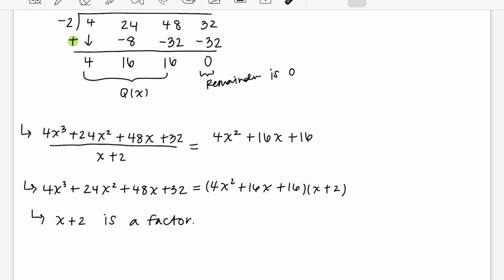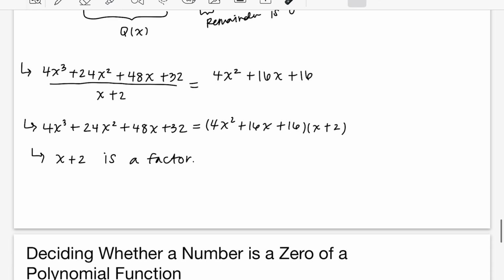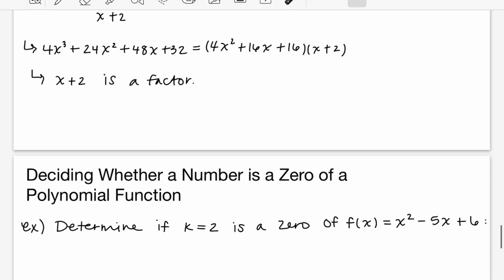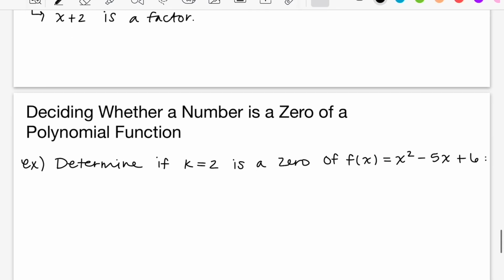For example, for this guy here, we know that if we were to let x be equal to minus 2 here, that negative 2 would be a 0 for this polynomial function, because that would make this guy equal to 0. So that brings us to this next example here. We want to determine if k is equal to 2 is a 0 of this polynomial function here. So what we'll do is synthetic division.